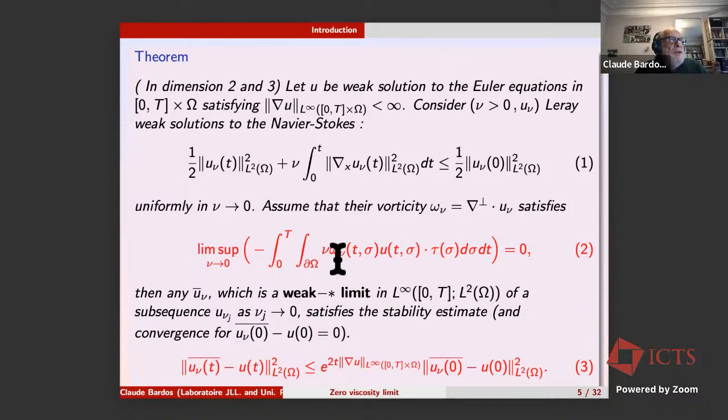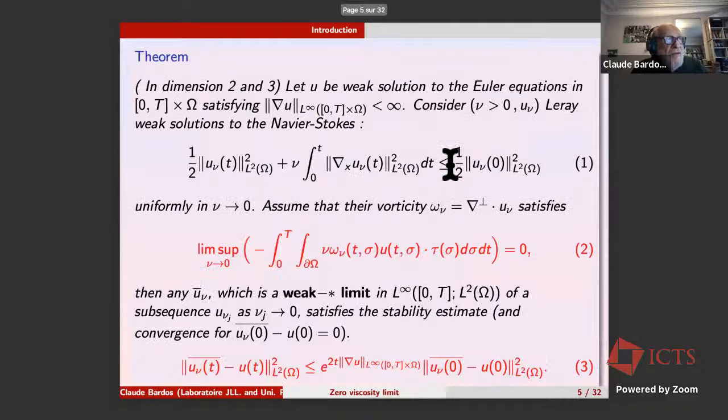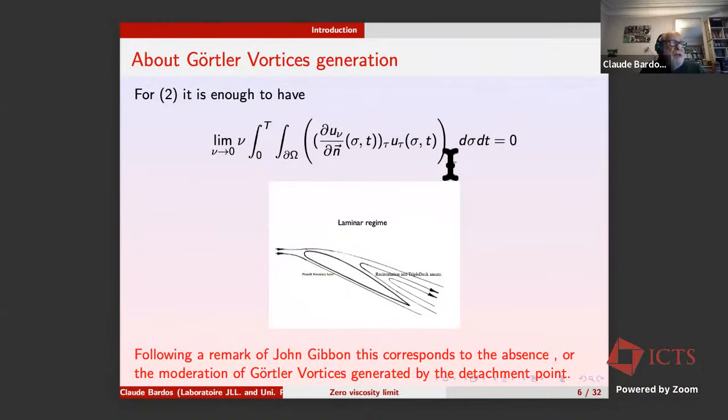Now, this hypothesis may be interesting to find an interpretation, because omega nu on the boundary for Navier-Stokes will be exactly the normal derivative of the tangent component of the velocity, which means that I have another equivalent condition, which is exactly that you look at a normal derivative of the tangent component, take the scalar product with the tangent velocity, integrate from 0 to t, and you just take the negative part, because it's enough for the limit, and you want this quantity to go to 0.